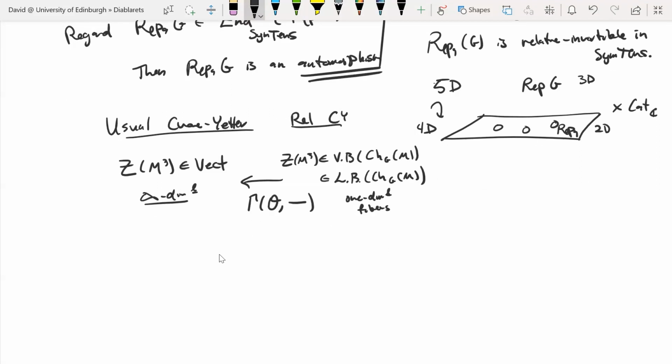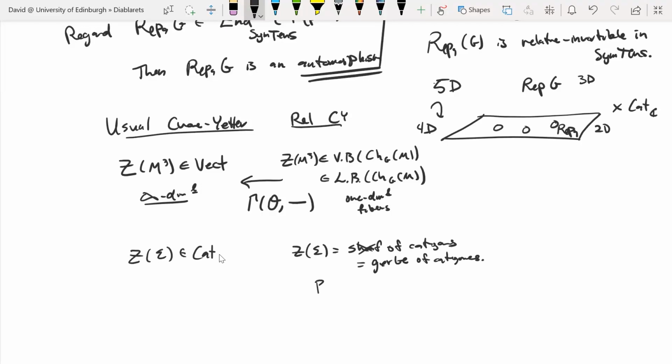Okay, I'll just wrap up here quickly. So likewise, Z of a surface in Crane-Yetter is a category. And here, Z of a surface is actually a sheaf of categories. It's also known as a gerbe. So more precisely, I shouldn't write sheaf, I should write gerbe of categories.